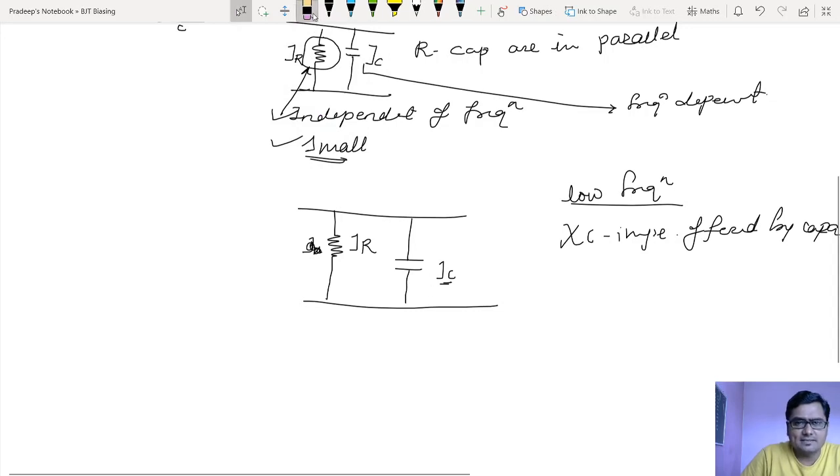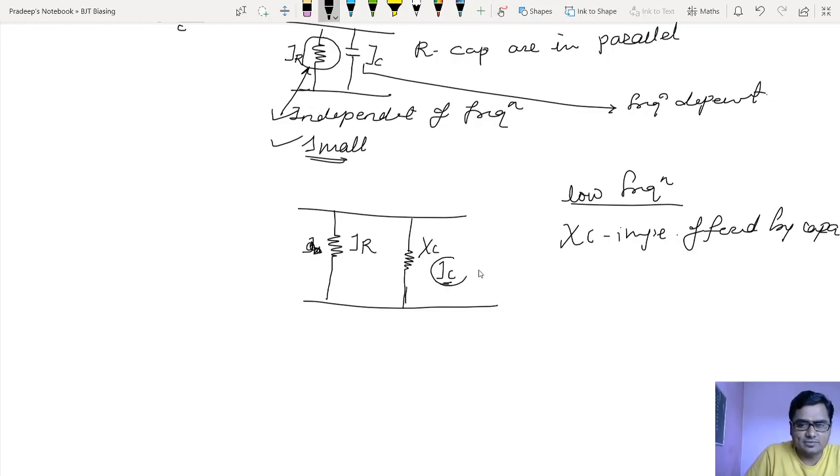Now as I am treating this capacitor C as an impedance offered by the capacitor, let me replace this capacitor with a small impedance. That small impedance I will treat as XC. What is that XC? It is a component of JC, junction capacitance. So now junction capacitance is replaced by XC, and at low frequencies XC is very high.